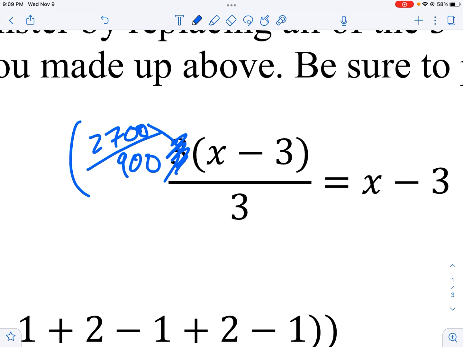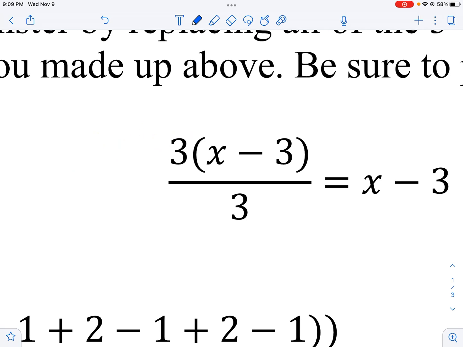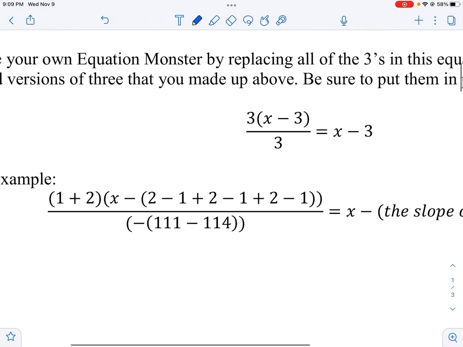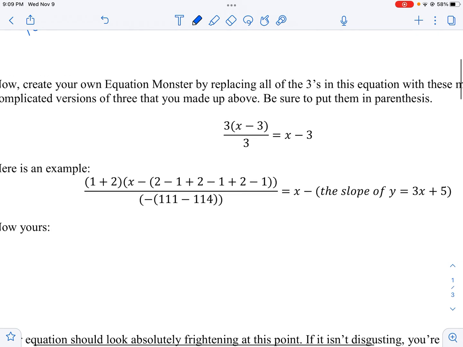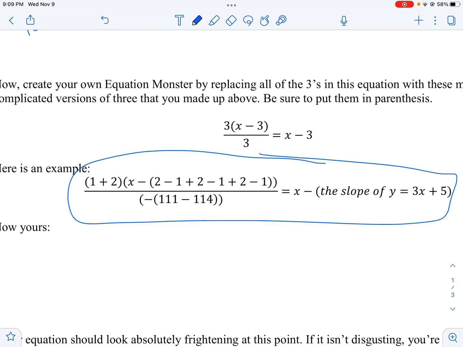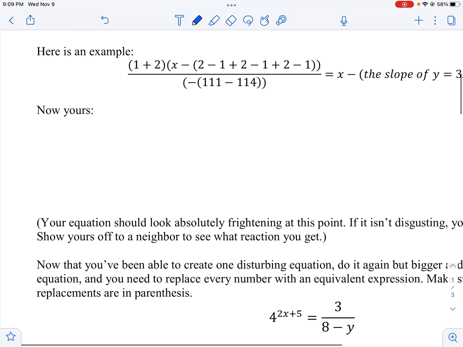When you put them in there, you do need to put it in parentheses. You're replacing it with something else, and you just have to put in parentheses so the order of operations stays the same. And down here is an example that uses the examples up there, so it makes a nice big thing. So what you need to do is make your own here. Again, you can replace all the 3s with anything that equals 3, and it's just fine.